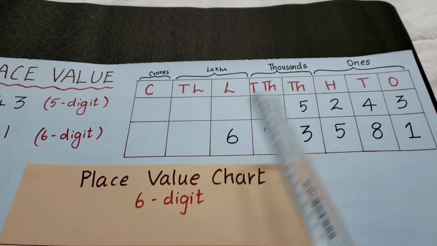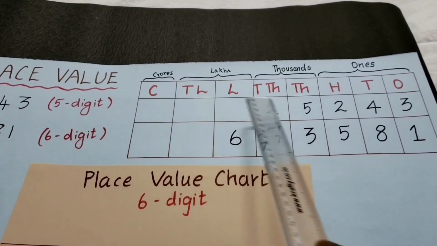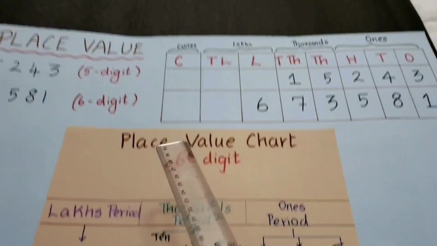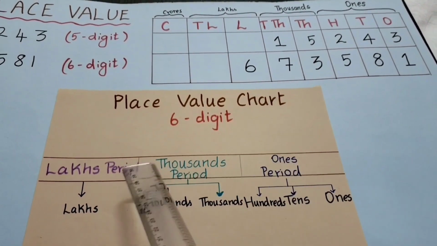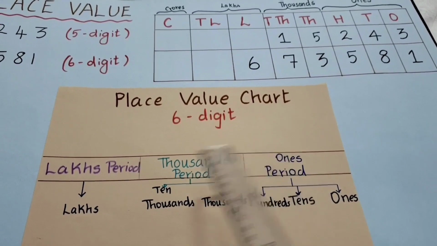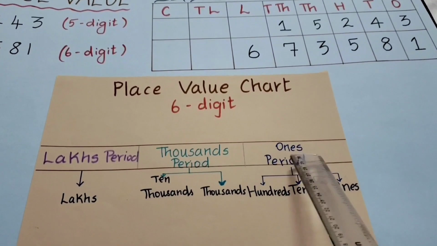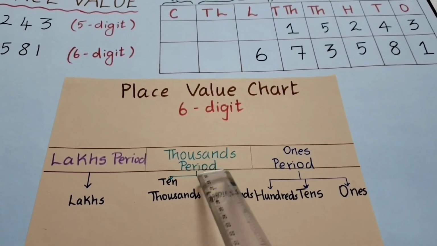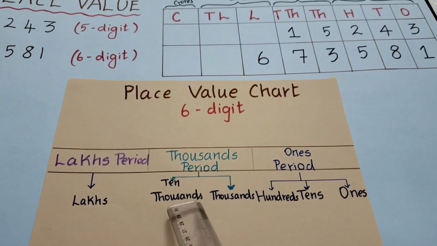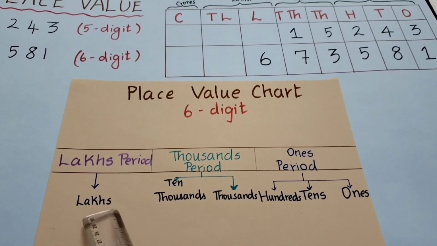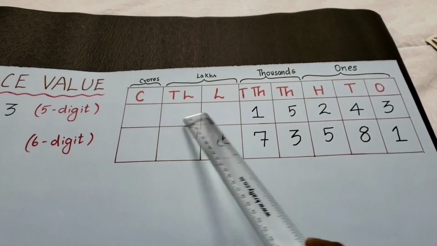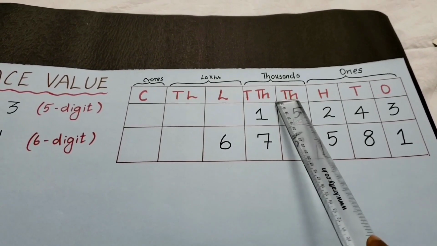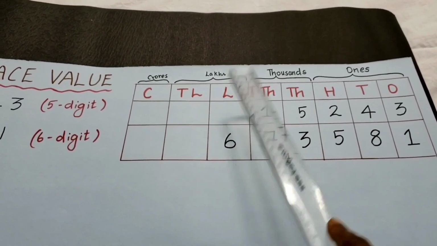This is the place value chart. For a 5 digit number, the digits start with the 10,000 place. For a 6 digit number, the digits start with the lakhs place. The place value chart for 6 digits is divided into 3 periods: ones period, thousands period, lakhs period. In the ones period, we have 3 places, that is ones, tens, hundreds place. In the thousands period, we have 2: 1000 place, 10,000 place. In the lakhs period, we have the lakhs place. Here I have mentioned the places in short form: ones, tens, 100, 1000, 10,000, lakh.